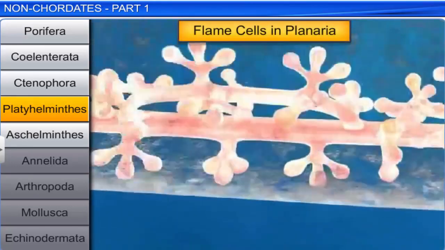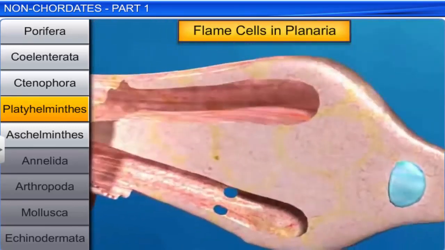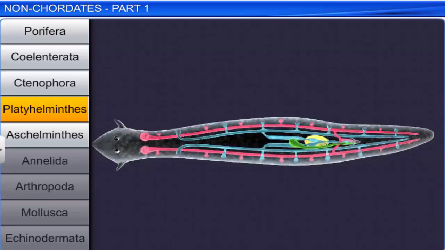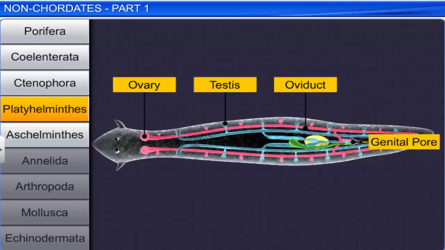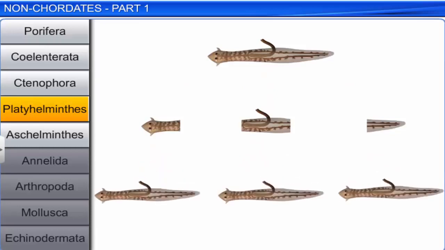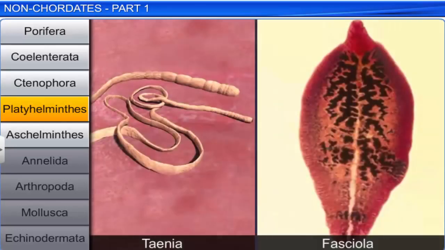Flatworms have specialized cells called flame cells, which help in osmoregulation and excretion. The members are hermaphrodite. Fertilization is internal and development is through many larval stages. Some members, like Planaria, possess high regeneration capacity. Taenia and Fasciola are some common flatworms.